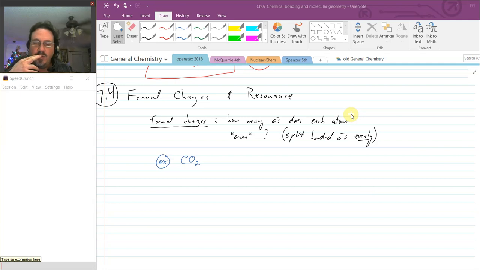Well, that's not totally true. You can distinguish them perhaps, but they both look okay. They both contribute. And you'll see in a second here. Okay, so formal charges.